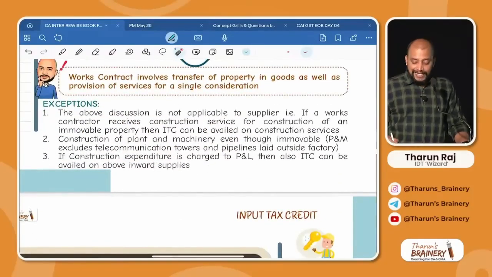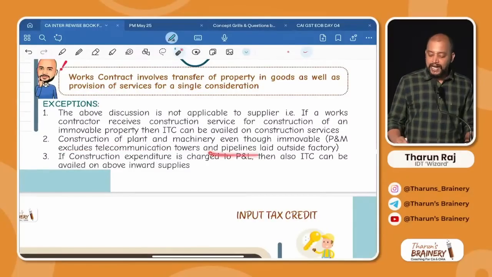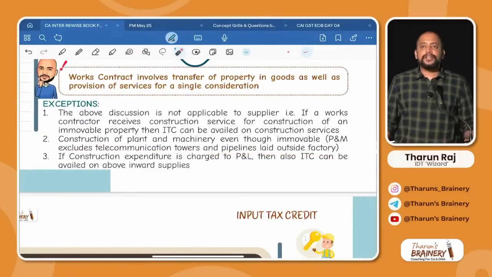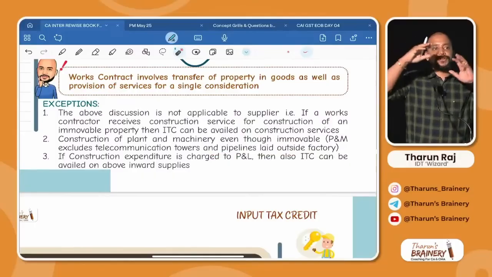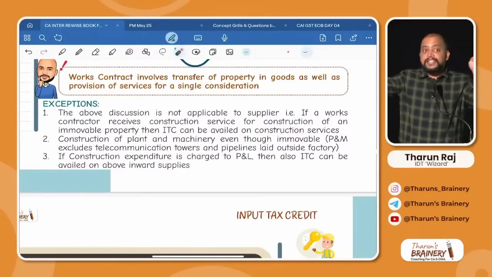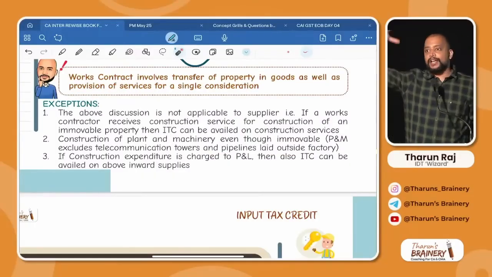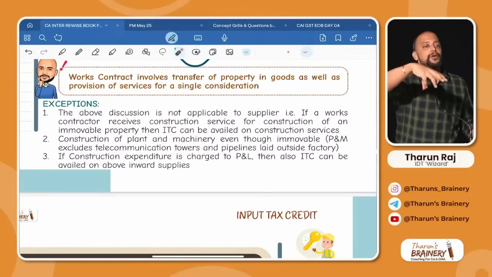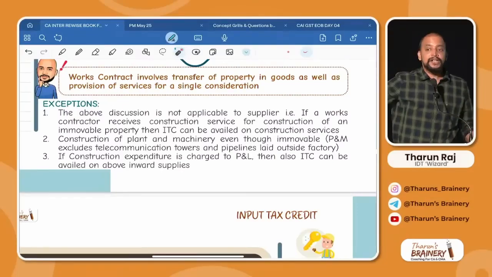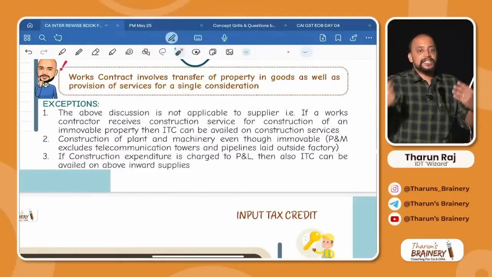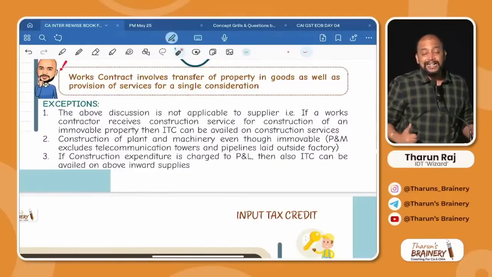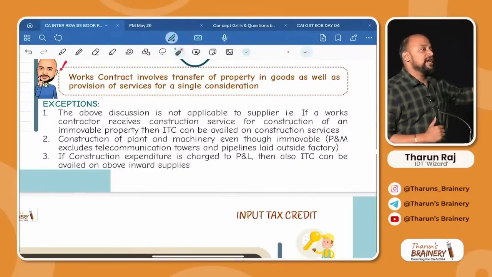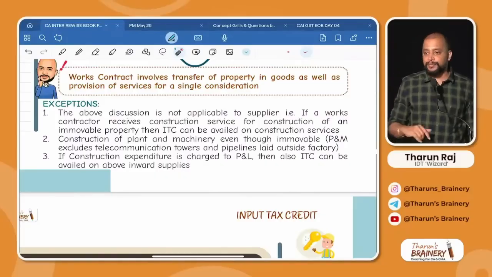However, plant and machinery excludes telecommunication towers and pipelines laid outside factory. For construction of telecommunication towers also, we need to make a cement base. If you see a telecommunication tower, first there will be a cement block. On the top of that cement block only they will fix the telecom tower. So to make the cement block, they will buy the cement, etc. Can they take ITC on that? No, because telecommunication towers are excluded from plant and machinery.